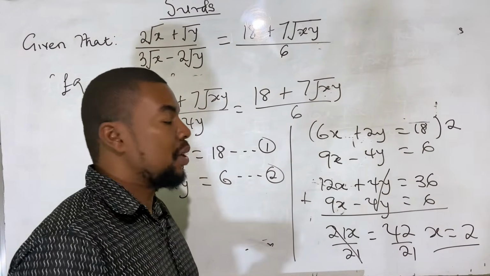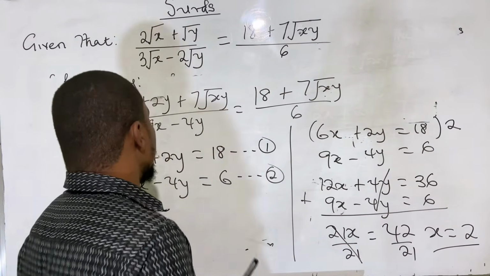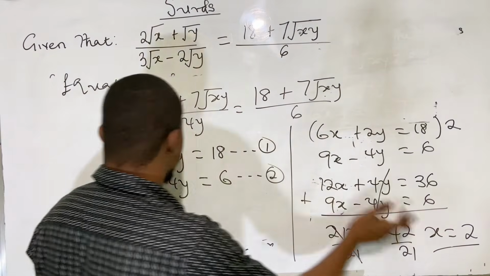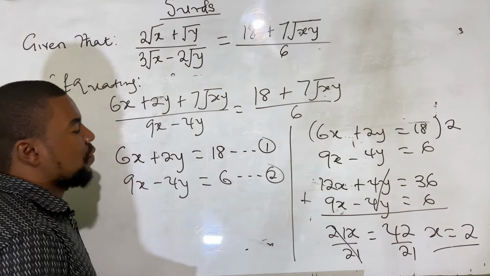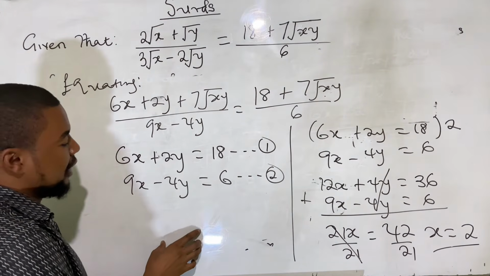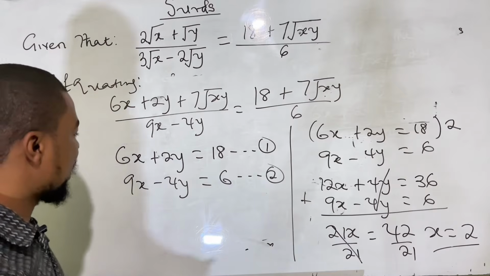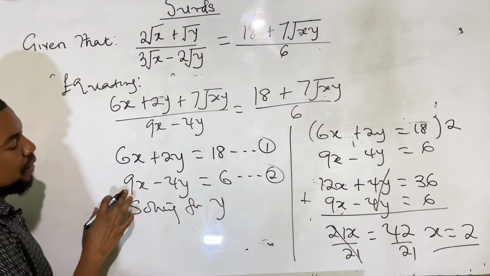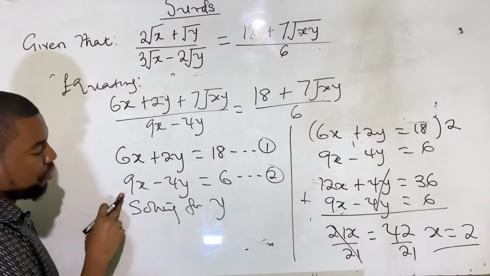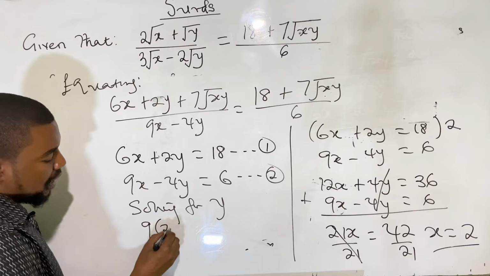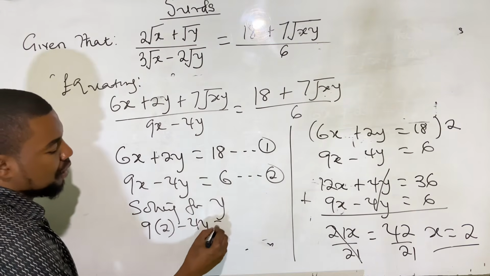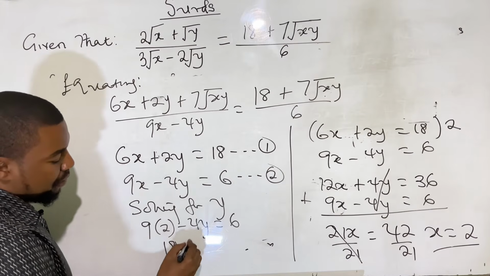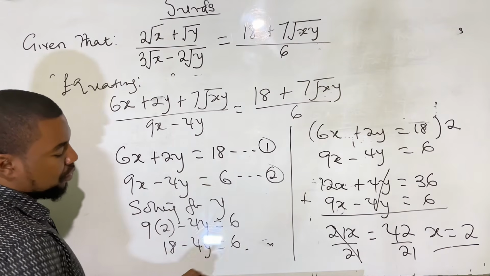The next thing we are going to do is find the value of y. We can use either equation 1 or equation 2 by substituting the value of x into either of these equations to solve for y. For simplicity's sake, we're going to use equation 2. So, solving for y: whenever I see x, I'm going to put a 2. This gives us 9 multiplied by 2 minus 4y equals 6. So 9 times 2 equals 18, minus 4y, is equal to 6.